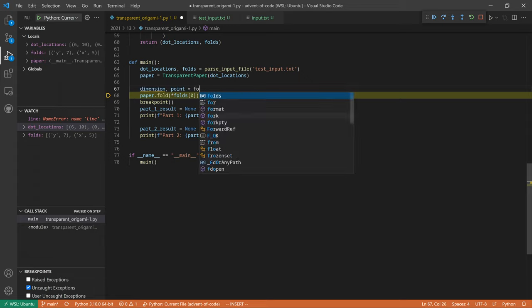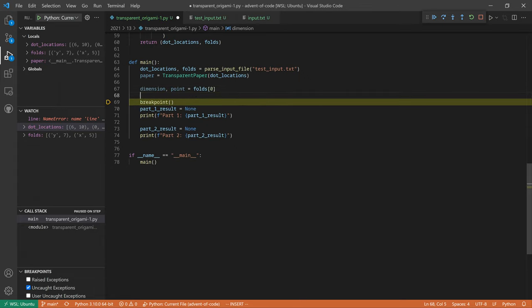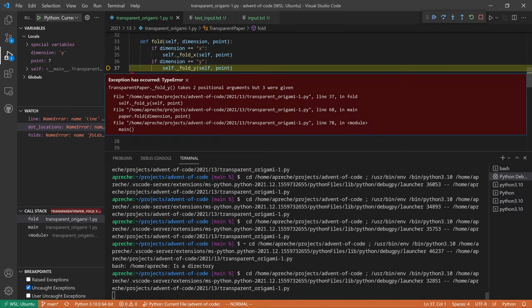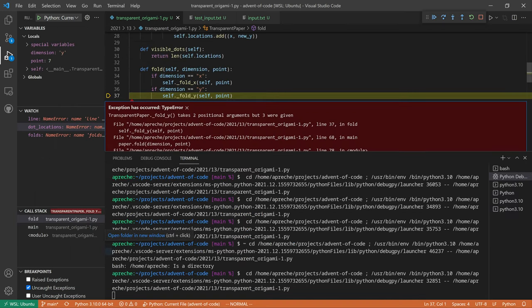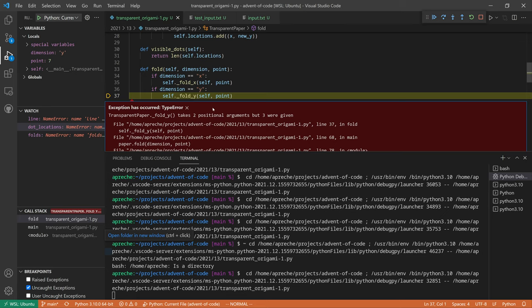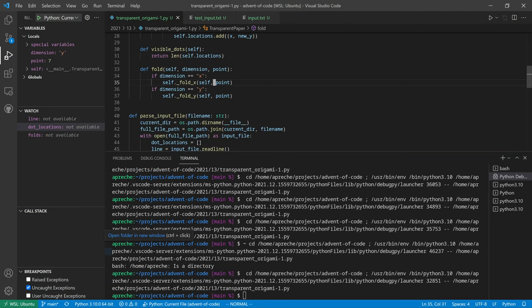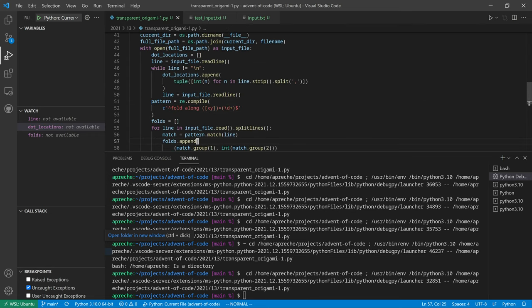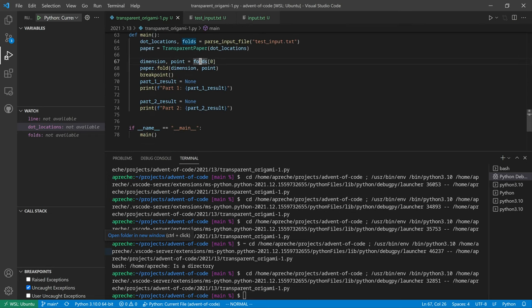Dimension. Okay. I think that should have worked, though. Oh, we still are having trouble. Fold Y takes two positions. Oh, I see what happened. The star was working. We just had some selfs in there for I don't know what reason. Anyway.